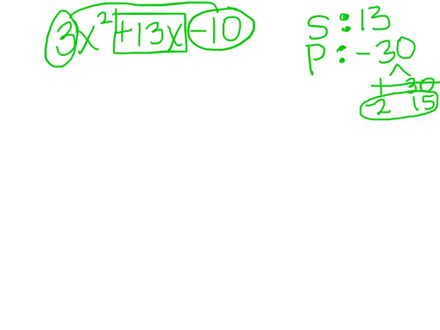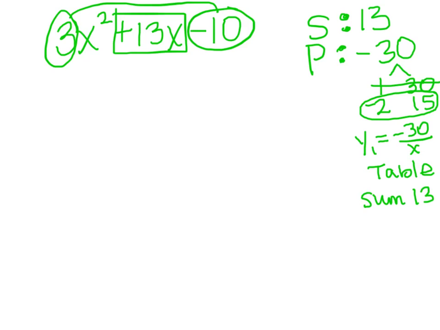You can also use your calculator. What you would do is go to y1 and type in the product, which is negative 30, divided by x, and you would look at your table, and your table would give you all the factor pairs, and you would just have to figure out the one that has a sum of 13. So that's what you would want to do if you're having a hard time.